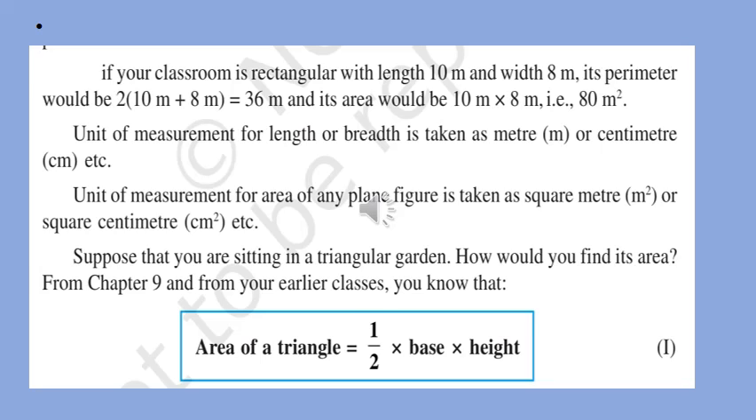Now the unit of measurement of length and breadth, we take it as meter or centimeter, that is cm. But when we write the unit of measurement of area, we have to write it as meter square or square meter, you can say centimeter square or square centimeter. So be careful while writing the units.